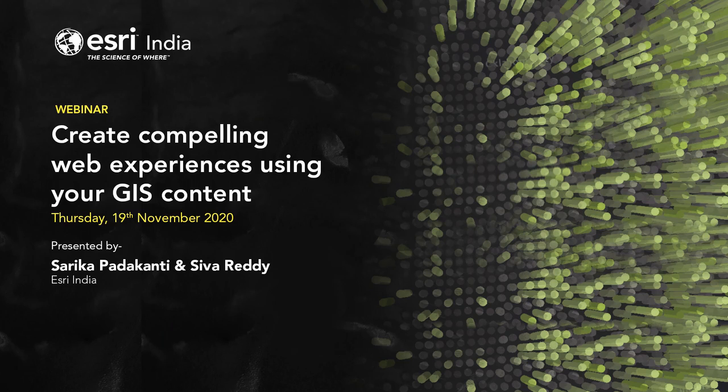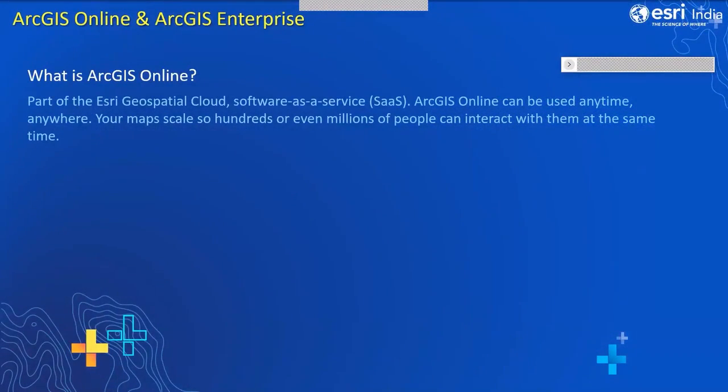We have two complete end-to-end solutions from Esri. The first one is ArcGIS Enterprise and the second one is ArcGIS Online. So what is ArcGIS Online and ArcGIS Enterprise? Most of you must already be aware of it, but still let me give you a small introduction.